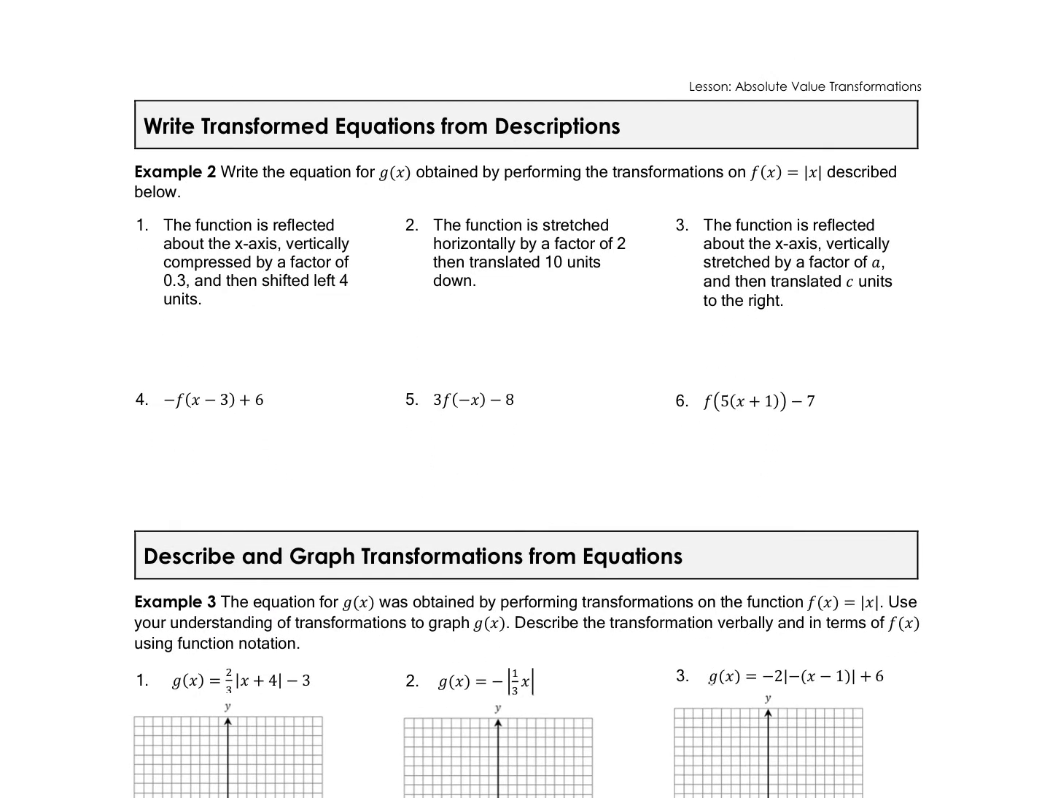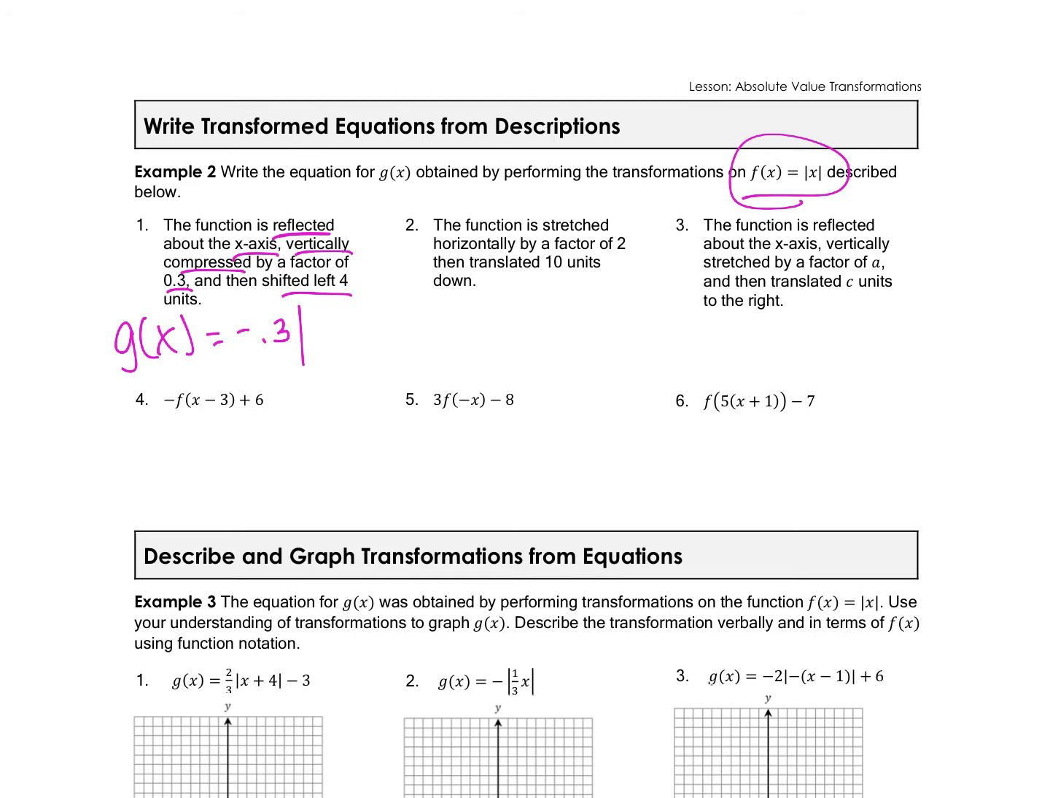Okay, on the back, we're going to be writing the transformed equations, so the opposite. So we're going to be given the description, and we'll have to come up with that g equation. So number 1, the function is reflected over the x-axis, vertically compressed by 0.3, and then shifted left 4. So when we write g, make sure you put an equation, so there has to be an equal sign. Reflection over the x is a negative on the outside. Vertically compressed by a factor of 0.3 is on the outside. And then we have the bars, because we're starting with absolute value of x.